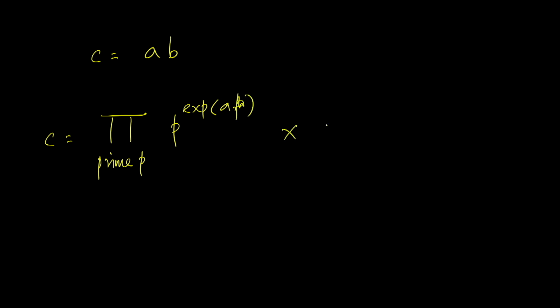Now, let us say integer C is integer A multiplied by integer B. Then C is the prime factorization of A, which is this product, multiplied by the prime factorization of B.